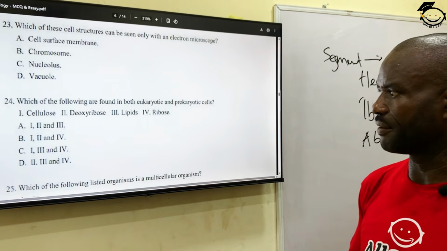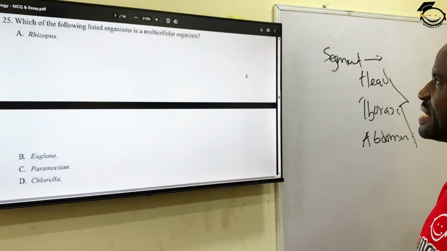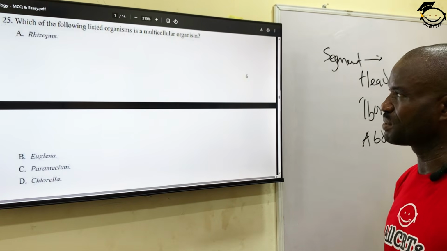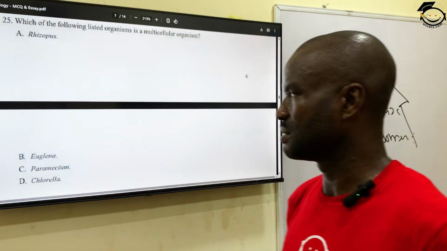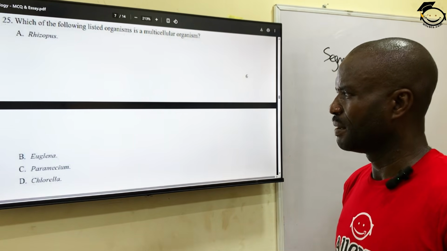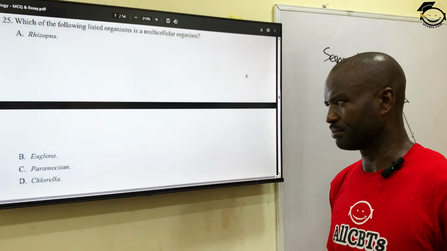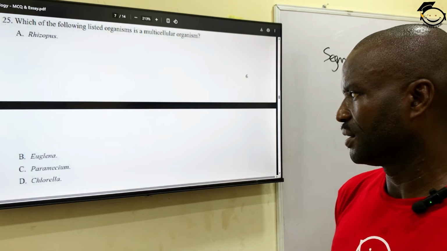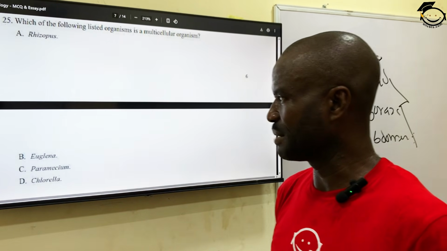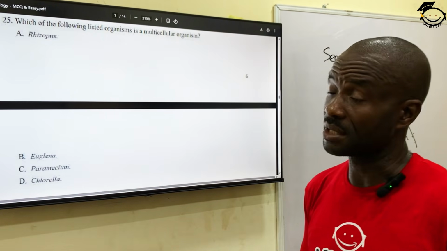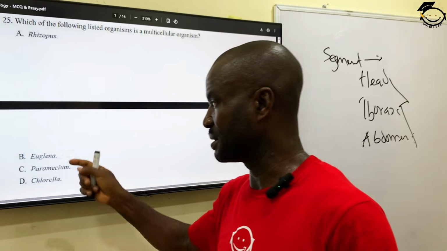Question 25. Which of the following listed organism is a multicellular organism? When we say multicellular, many cell organism. A, rhizopus, unicellular of course. B, euglena. C, paramecium. And D, chlorella. All the options, except euglena, are unicellular organisms. So an example of multicellular organism is B, which is euglena.